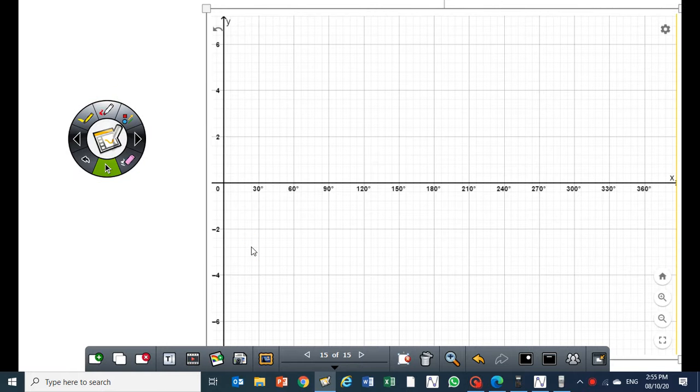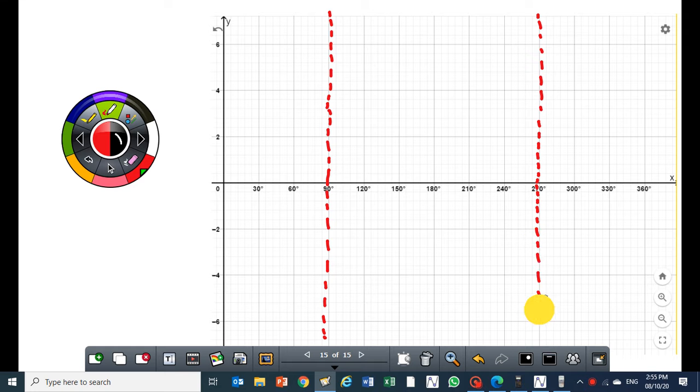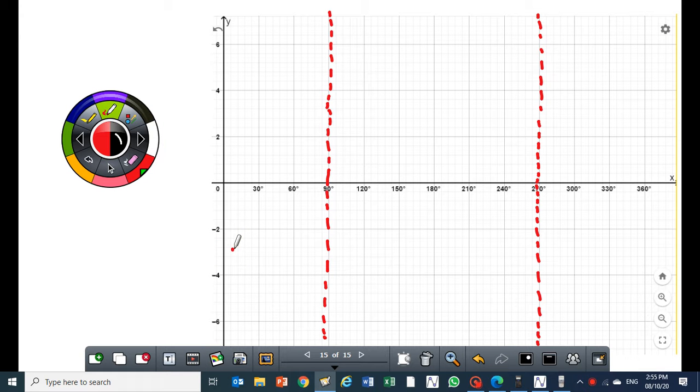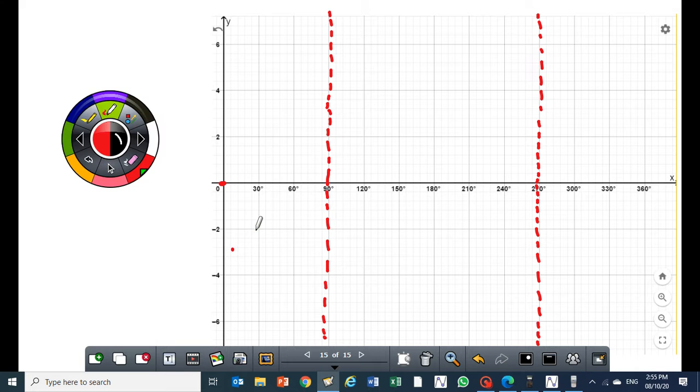My asymptotes first. Obviously, they are at x equal to 90 degrees and x equal to 270. Then if you look at the table, when x is 0, y is 1. So that will be somewhere here.